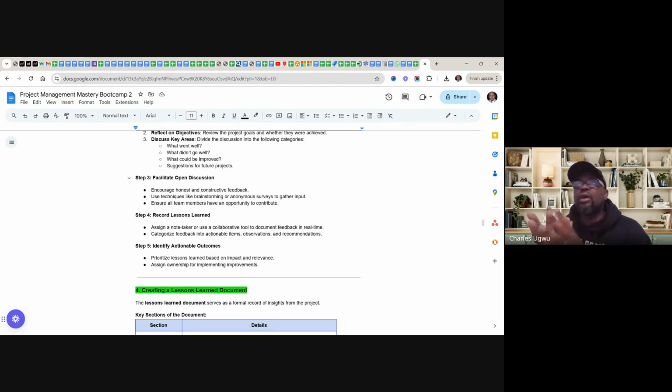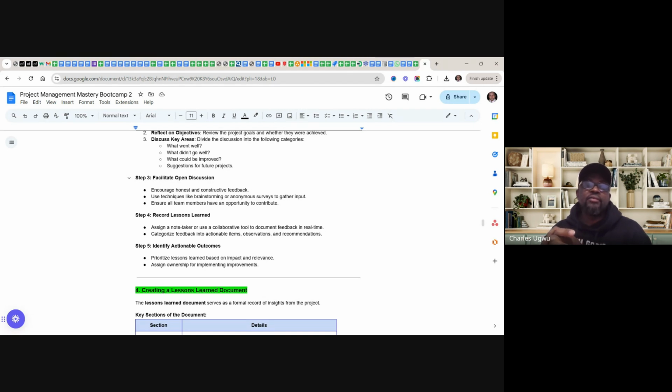If you have not documented, if there is no phase lessons learned, meaning you have never documented lessons learned within the project phase, then there's need for something like this. But if you have captured it, all you need is just to review it and make it a document. So you need a note taker or a collaborative tool to document feedback in real time. Categorize feedback into actionable items, observations, and recommendations.